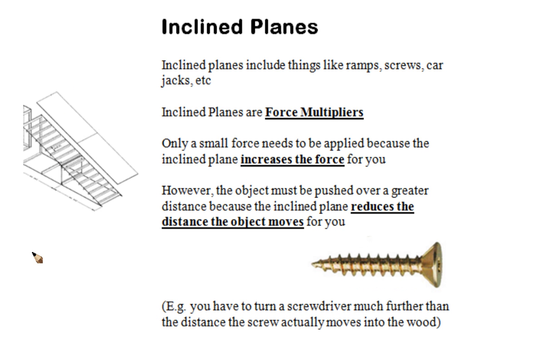So like my example before, if we've got a ramp, I've got two options. I could lift an object straight up here, or I could maybe roll it across the ramp up this way. Now if I lift it straight up, I'll probably need a big force, but I only have to lift it a short distance. So what my ramp does is it means that I put in less force, but I have to push it over a longer distance.